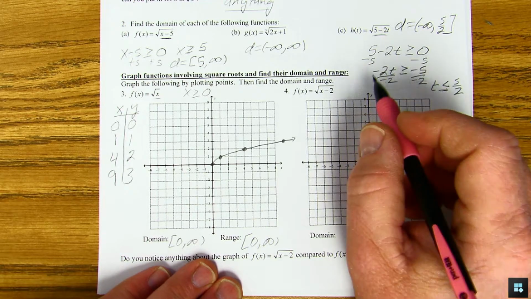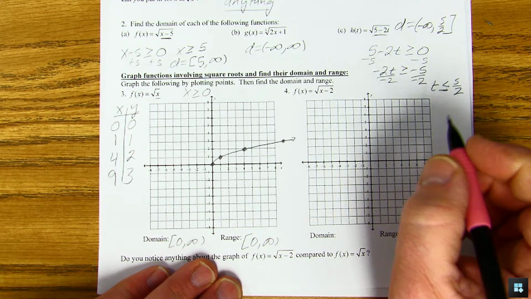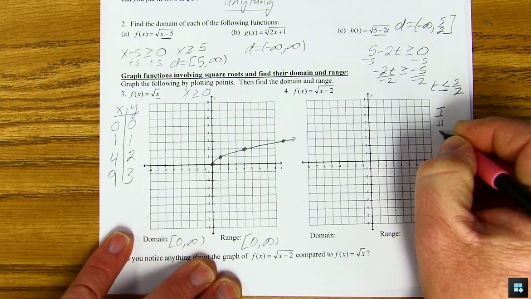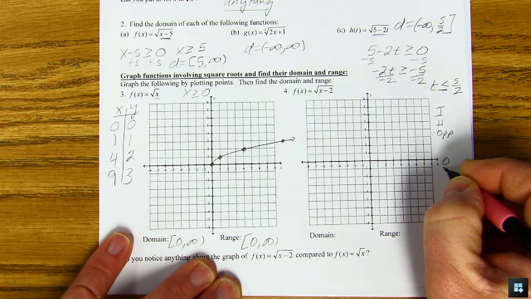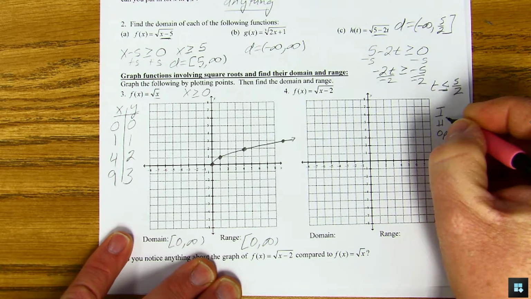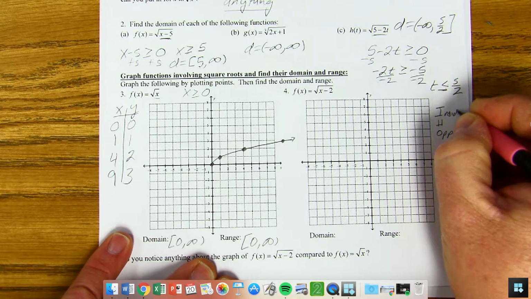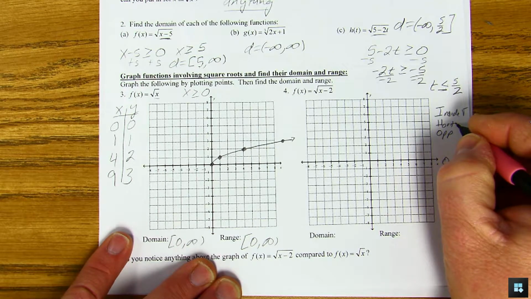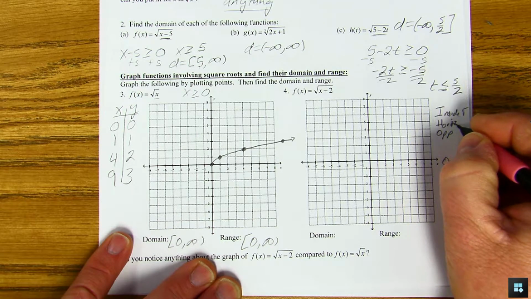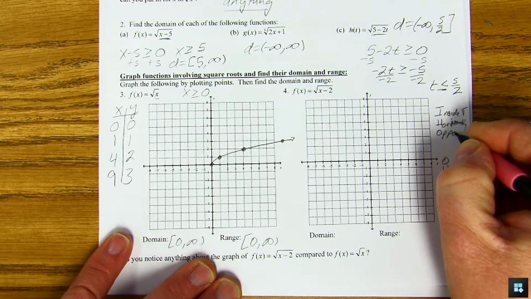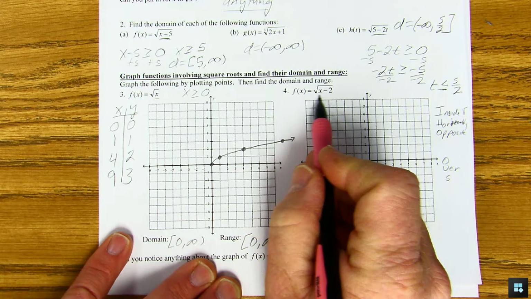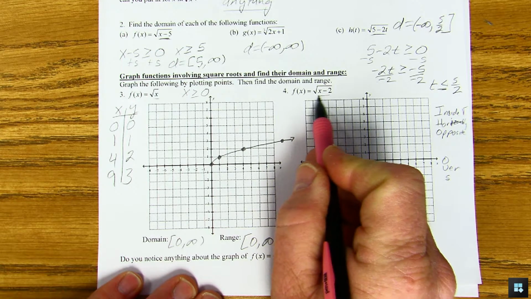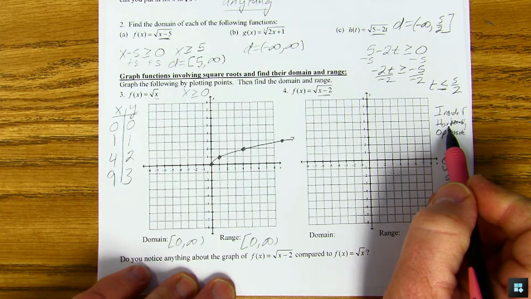Hey, folks, do you remember me talking just a little while ago about inside changes and opposites? Inside, it was usually inside parentheses, but I also said it could be inside a square root. Affects the graph horizontally. Opposite of what you think. Where is this minus 2? Is it inside or outside of the square root? It is inside of the square root. It's going to affect the graph horizontally, opposite.